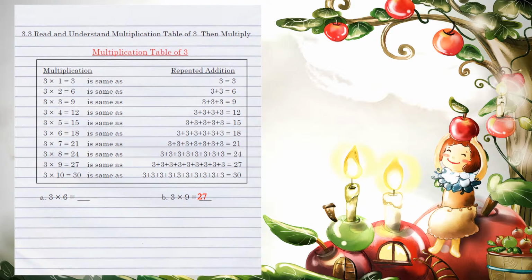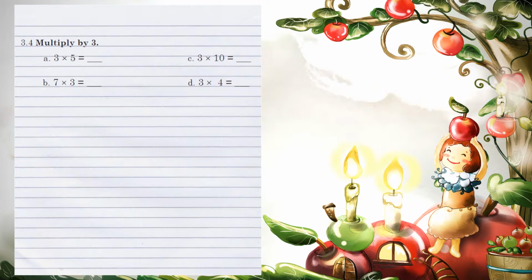Let's look at example A. 3 times 6. I have 6 groups of 3. So if I were to add together 6 groups of 3, how many would I have? I would have 18. Let's look at Unit 3.4. We're multiplying by just 3 in this unit. So let's look at example A. 3 times 5. What would 5 groups of 3 give me? Well, you can count forward if you need to, 5 groups, or you can use your table to know that your answer is 15.